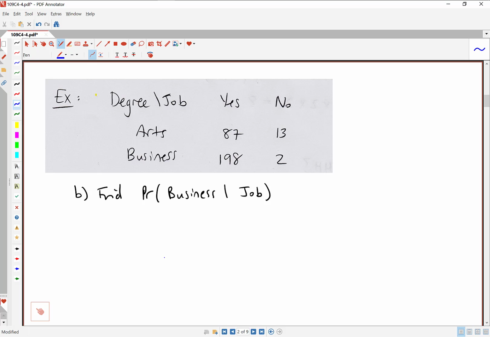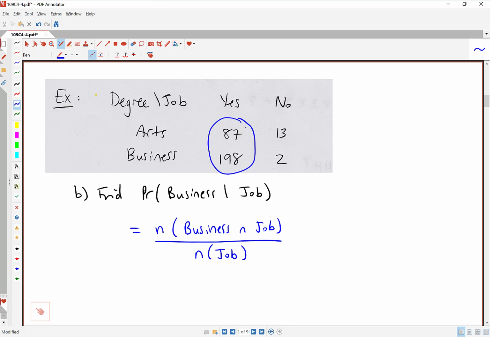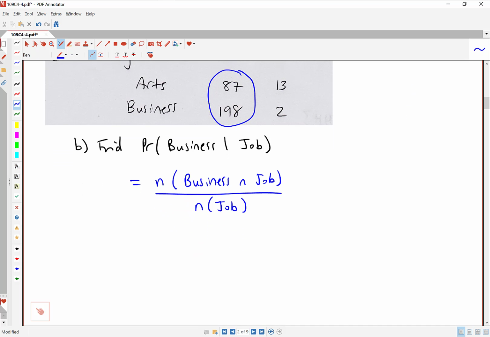So if we follow the formula, we're supposed to do the number of elements in business intersect job, and then you're dividing by the number of elements in the second set. This is like saying we're shrinking the problem down to people who do have a job, and out of these people who are circled, what's the probability that someone is doing a business degree? So for the number of elements in the intersection, we look at business and job. That would be our 198 students.